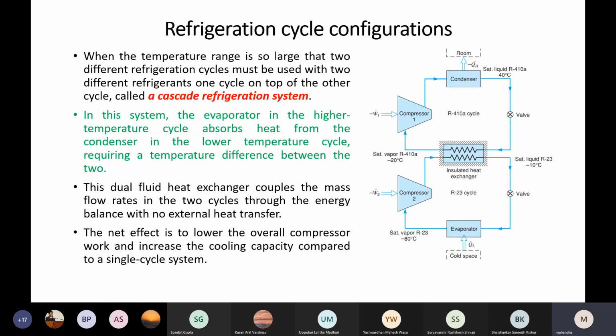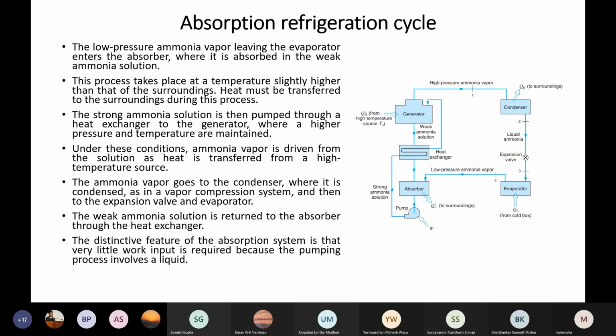That is about the vapor compression refrigeration system. Apart from that, there is another concept: the vapor absorption refrigeration system, or simply the absorption refrigeration system.